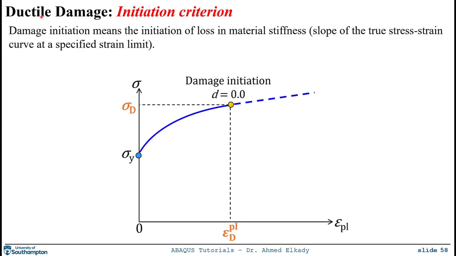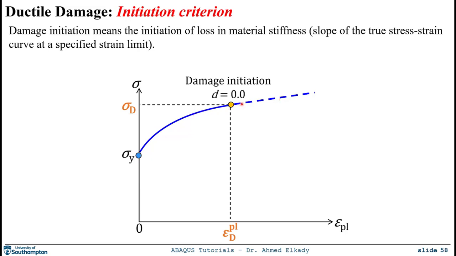So now we are talking about ductile damage criteria. As we mentioned, there are 2 things that we need to define. We need to define the initiation criteria and then the evolution function. So let's start with the damage initiation. What does damage initiation mean? It means that this is the initiation of loss in material stiffness. Material stiffness is the slope of the stress plastic strain curve.